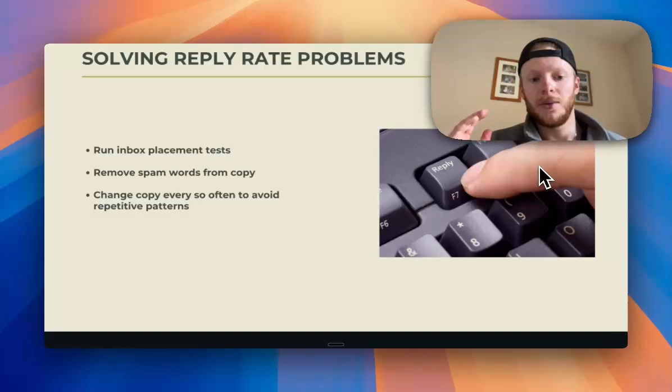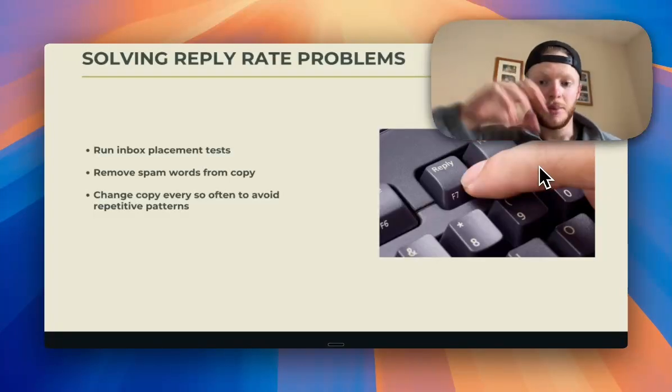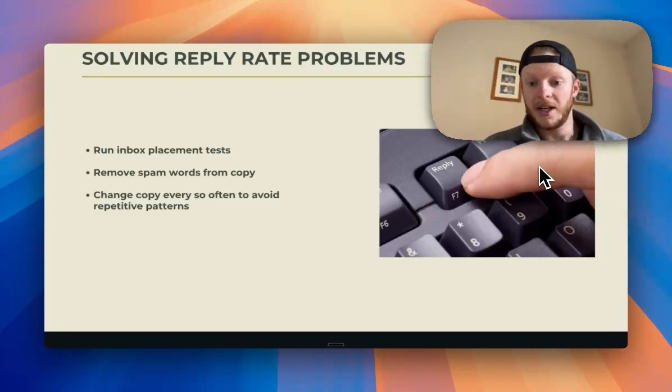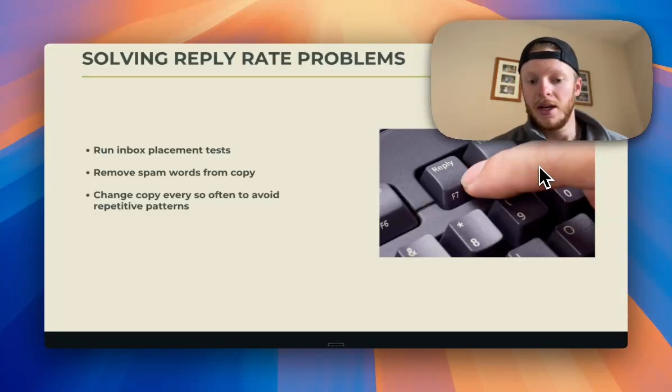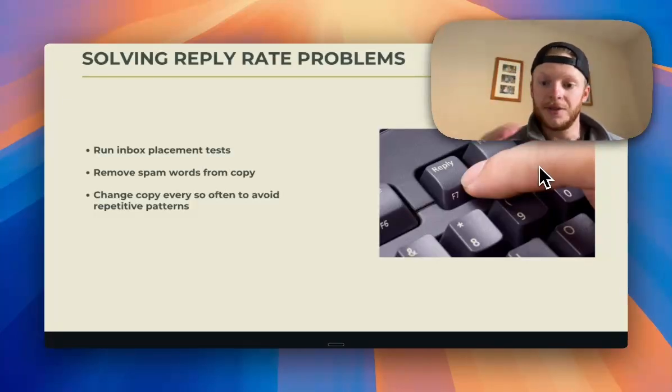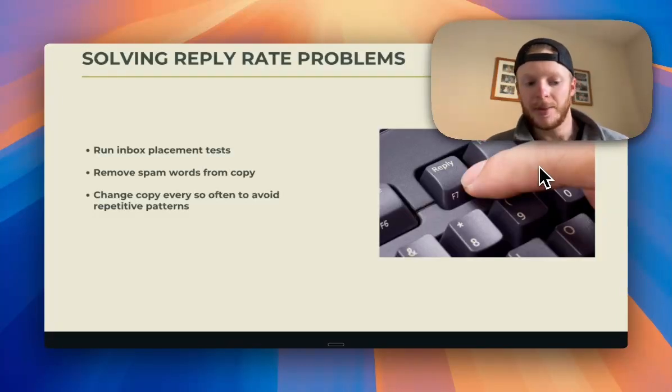Okay, so if your reply rate is below KPI, we usually set it as 6% reply rate. If our reply rates are below that, then we know that we need to figure out something to improve deliverability. So, like I said, I'm doing inbox placement tests. I'm checking my copy for any spam words that usually get filtered out. And I'm obviously then, as a result of that, taking those words out of my campaigns.